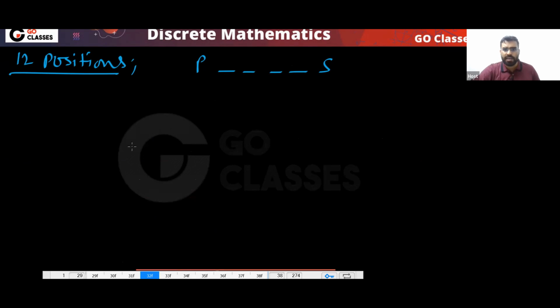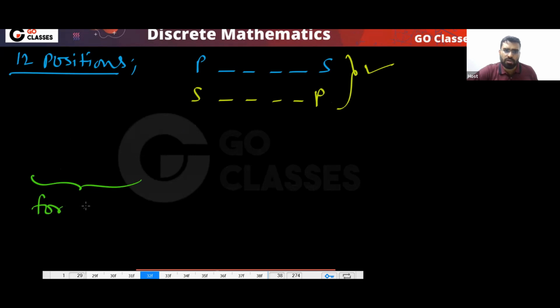So for P comma S, how many situations are possible? Remember, they should have 4 between them. This is also possible, and this is also possible. Both are possible, no problem. They must have 4 between them. So first you select positions for P comma S. How many ways are there to select 2 positions for P comma S?